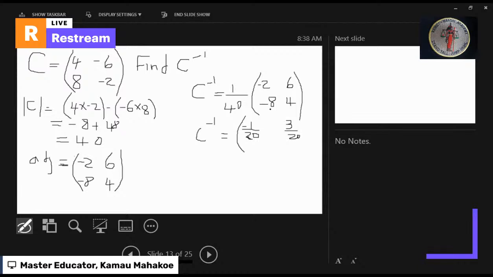1 over 40 times -8 would give -8 over 40. And when we reduce that, we get -1 over 5, since 8 into 40 goes 5 times. 1 over 40 times 4 would give 4 over 40, which is reduced to 1 over 10, since 4 into 4 is 1, 4 into 40 is 10. So that's our inverse. That's the inverse of matrix C.